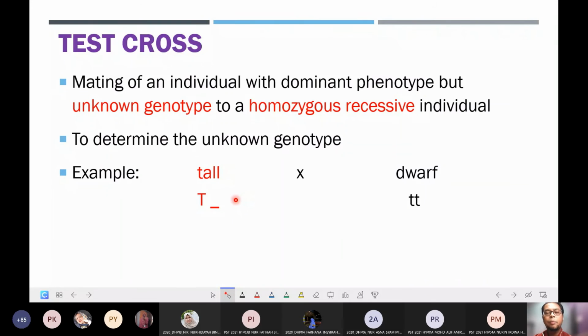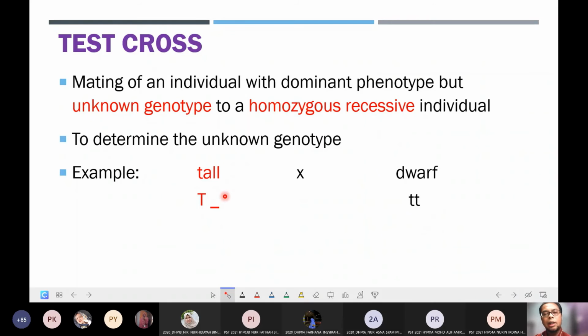And so we will do a test cross, just to determine this unknown genotype over here. We know that there will be one capital T, but what about the other allele? We are not sure about this. So we do a test cross. How? By crossing this individual with a homozygous recessive individual, in which we will cross this tall plant with a short plant or dwarf plant. Why? Because we can confirm that this individual will be having this homozygous recessive genotype, small t.